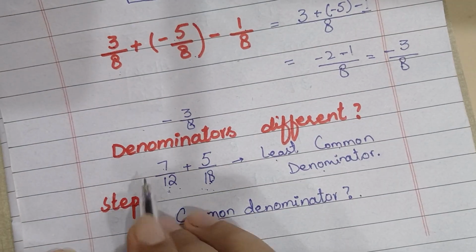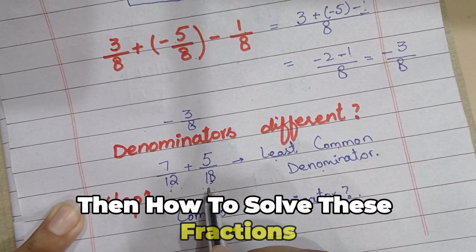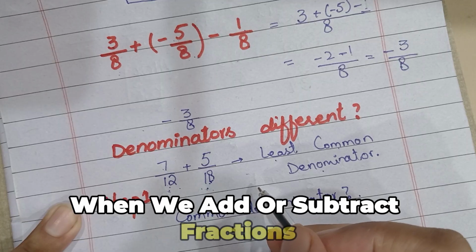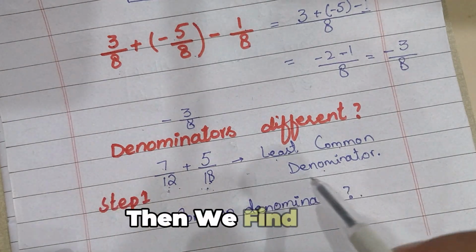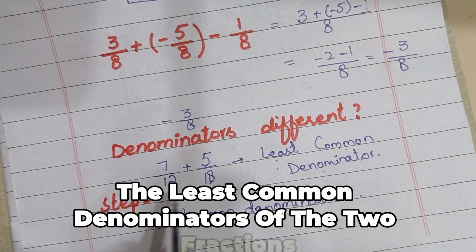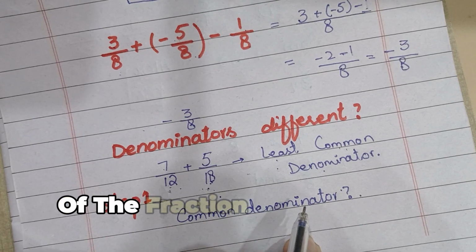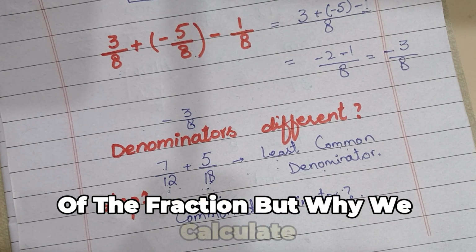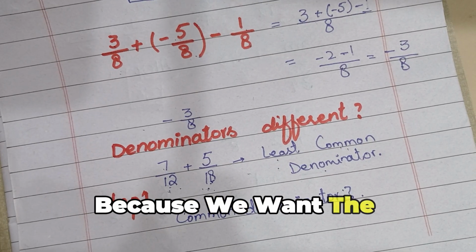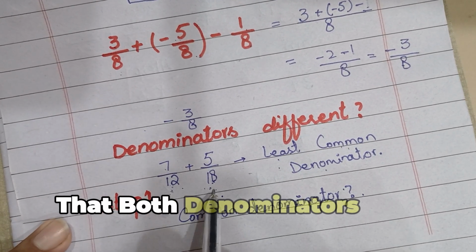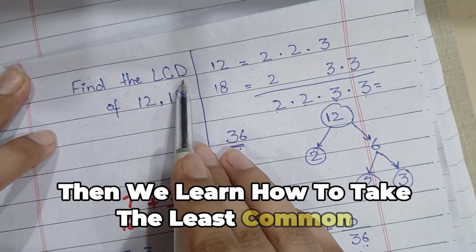Let me recap this point. When the fractions have different denominators, how do we solve them? To add or subtract fractions, the denominators must be the same. So we find the least common denominator of the two fractions, which is the smallest number that can be used as the common denominator. But why do we determine the least common denominator? Because we want the smallest number that both denominators can divide into evenly.